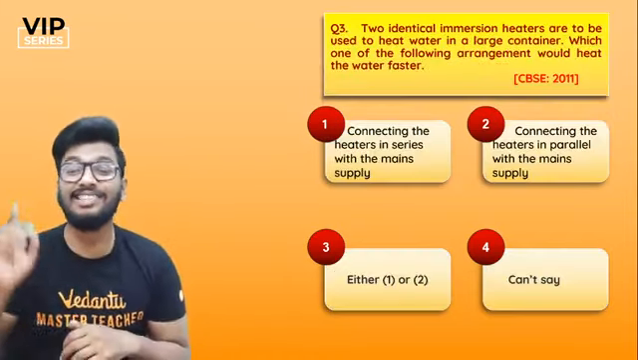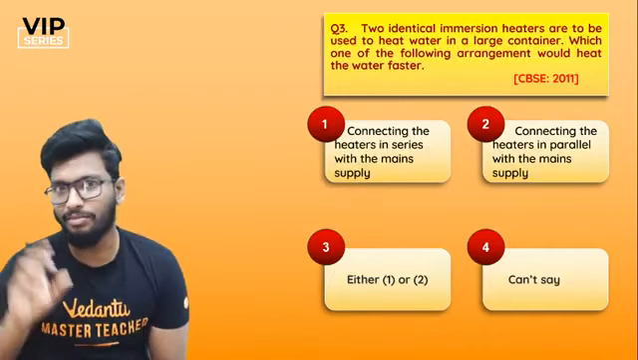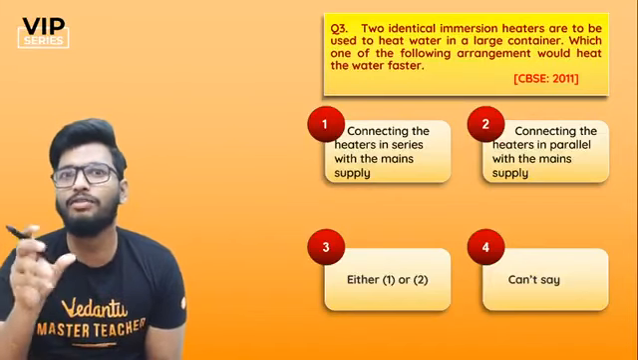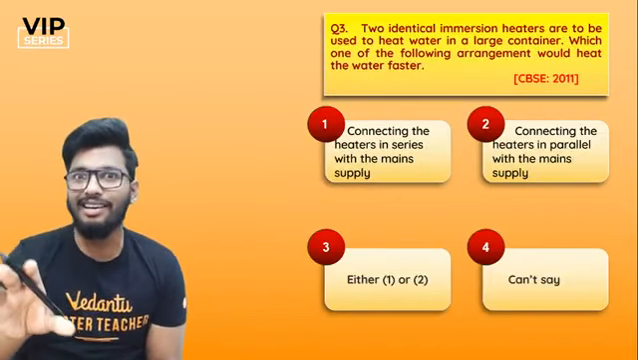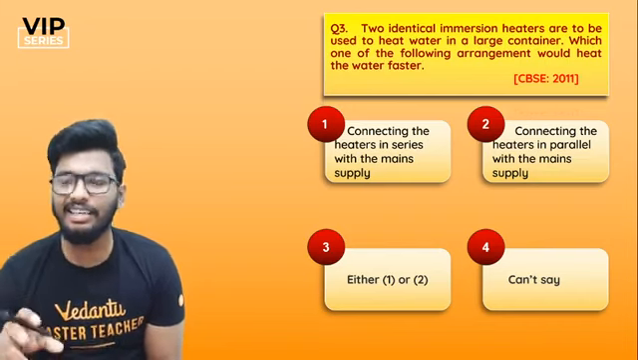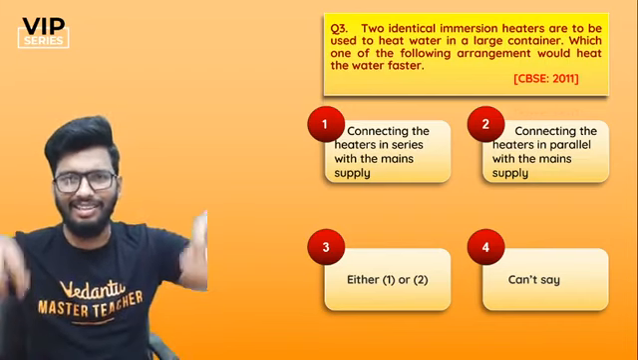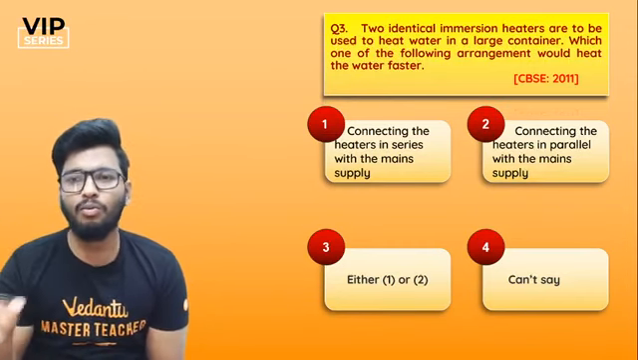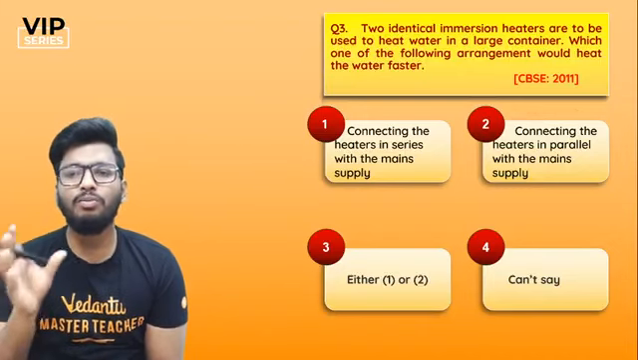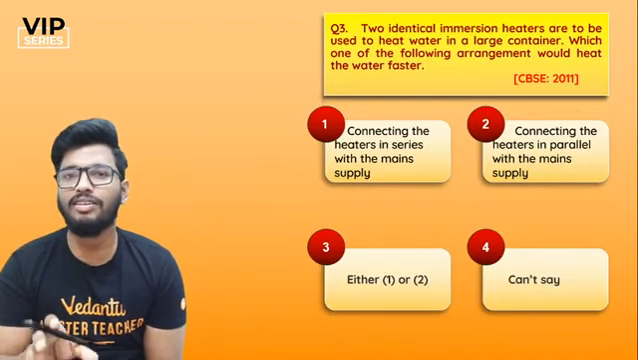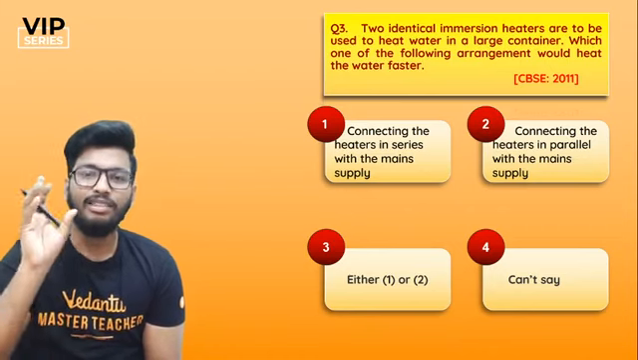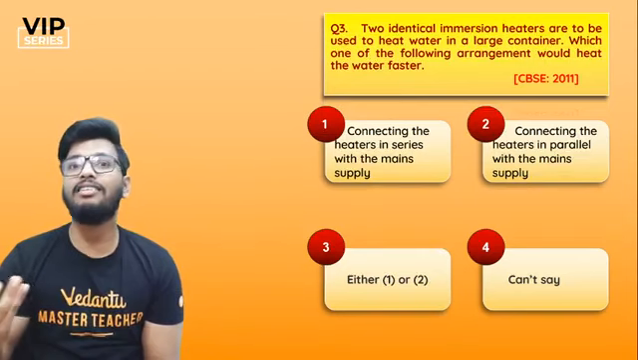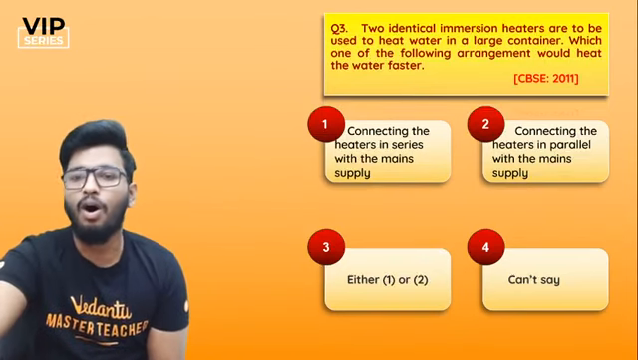All right, third question. This appeared in your 2011 board exam. This is going to be a little bit more, not complicated, but you'll have to do a little bit more calculation to really understand this question. Two identical immersion heaters. You know those water heaters that come out like a rod and you dip it in the water. They are used to heat up the water in a large container. Which one of the following arrangements would heat the water faster? The first one, connecting the heaters in series with the main supply, or the second one, connecting the heaters in parallel with the main supply, or either of these, or can't say.